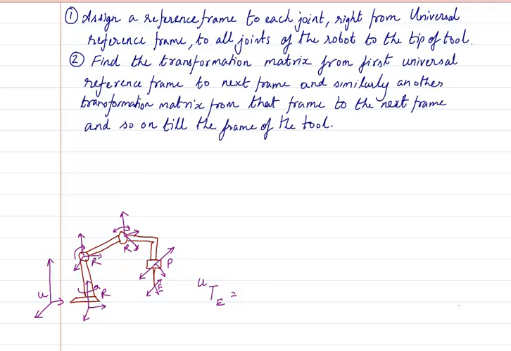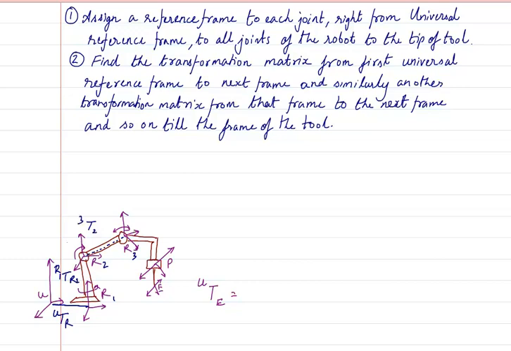find the transformation matrix from the first universal frame U to the next frame, and similarly another transformation matrix from that frame to the next frame, and so on till the frame of the tool. So let me draw it. Between U and R1, there will be a transformation matrix that relates R1 to U. Let's say this is R1, this is R2, this is R3. Similarly, there will be a transformation matrix between these two, which relates R2 to R1.